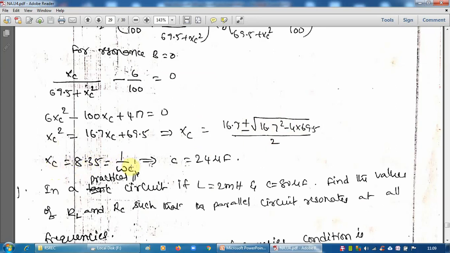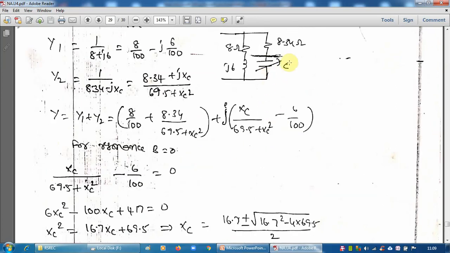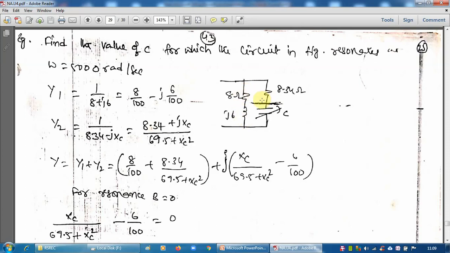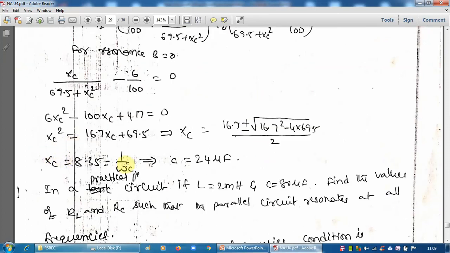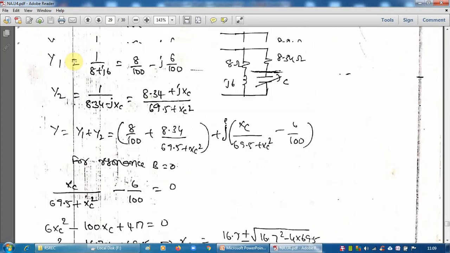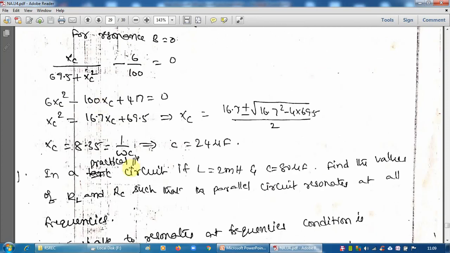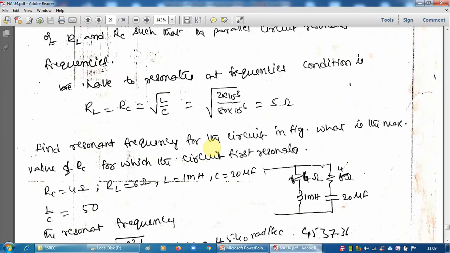Xc equal to 1 by omega c, so therefore c equal to this. Like that we get the value of c. How did we do it? As it is a practical circuit, y1 is expressed, y2 is expressed, and total admittance y equals y1 plus y2. In this total expression, the total susceptance b is made 0. From that, the value of Xc is obtained, and finally to get the value of c we used the given omega equal to 5000. So that is used and we obtained the c.